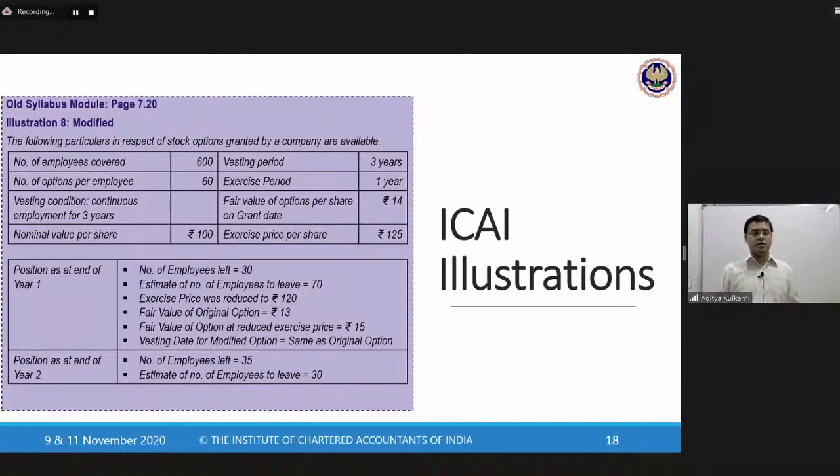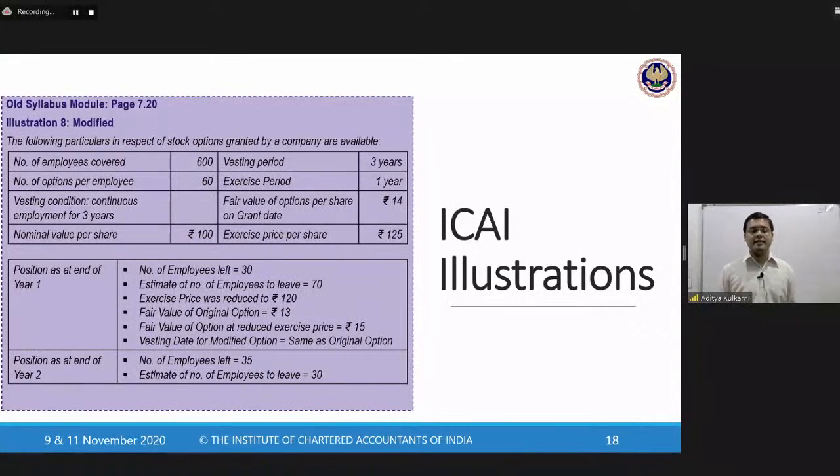All right. Now, the following particulars in respect of stock options granted by a company are available. Number of employees covered is 600. Options per employee is 60. Vesting conditions, continuous employment for 3 years. That is your requirement. So spread your expenditure over 3 years. Nominal value per share is ₹100. Vesting period is 3 years. Exercise period is 1 year. Fair value of options per share on the grant date is ₹14. Exercise price per share is ₹125.